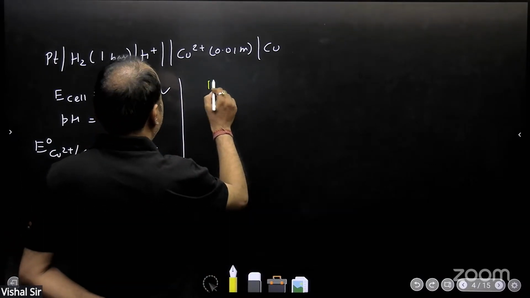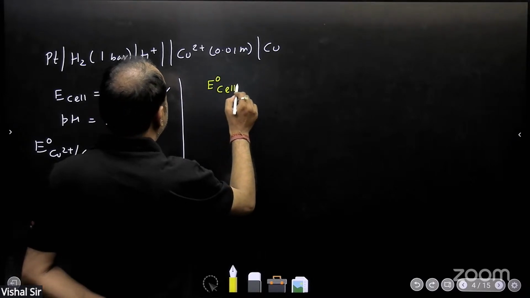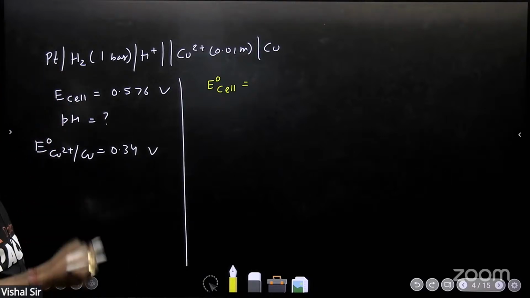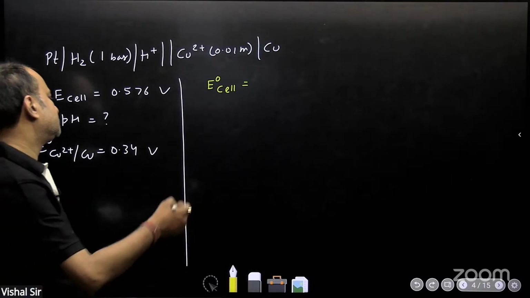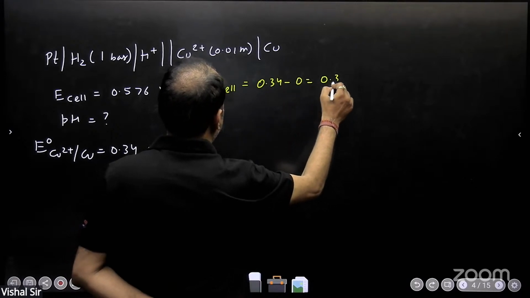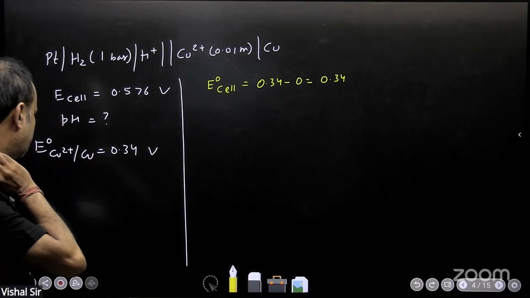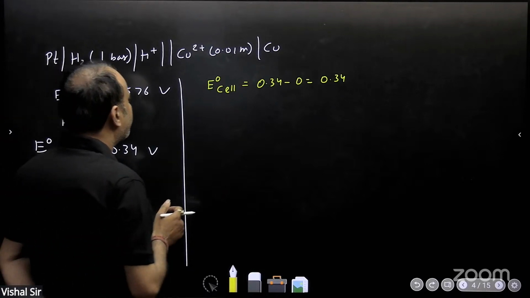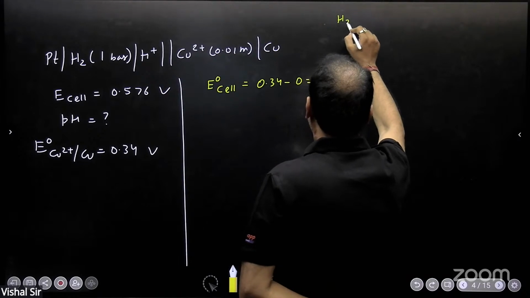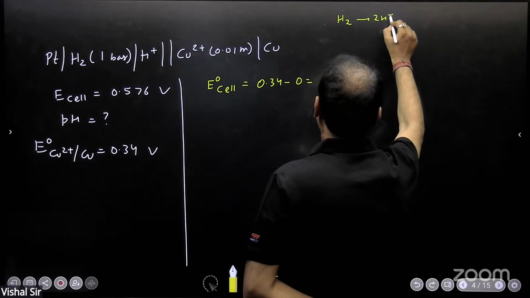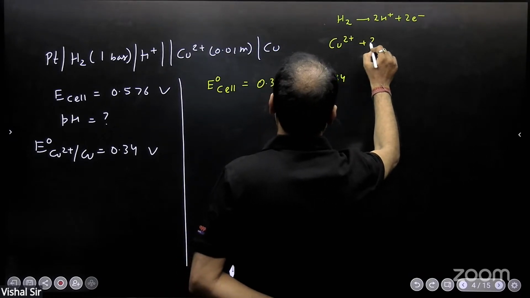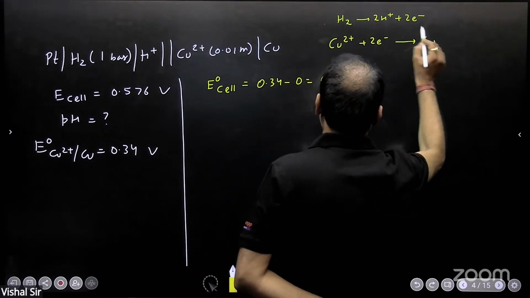So, E naught cell here will be: cathode is copper, anode is hydrogen. 0.34 minus 0. E naught cell is 0.34. Reactions. Anode, this will be the reaction. Cathode, this will be the reaction.